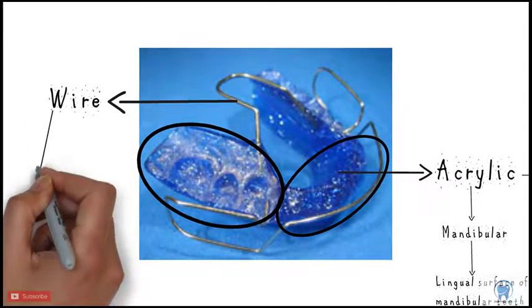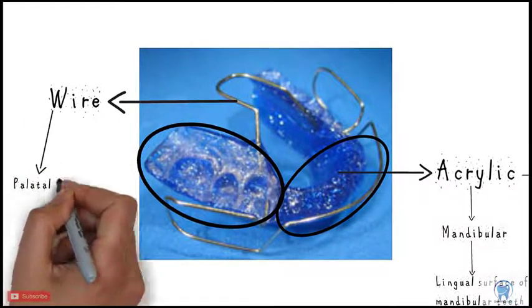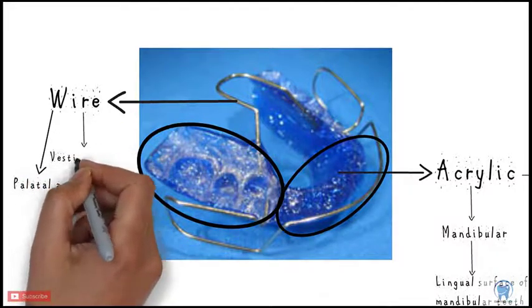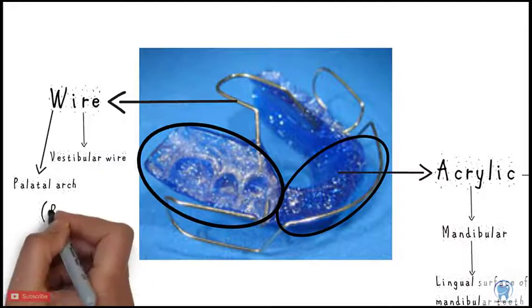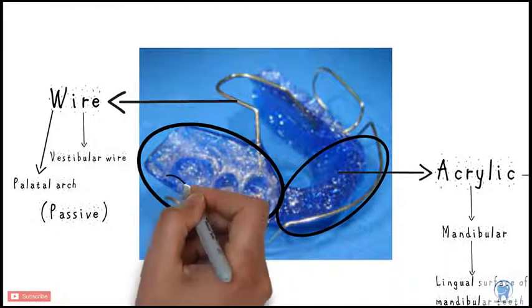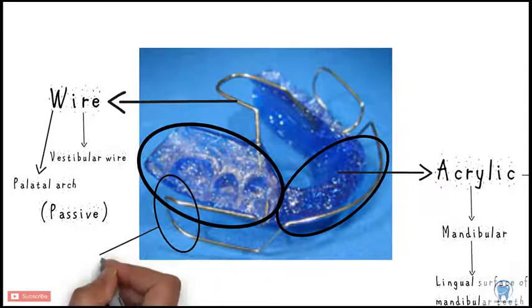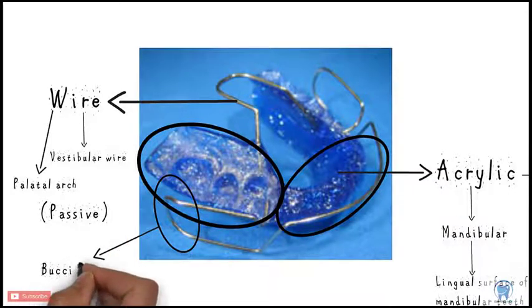The next component is the wire component. The wire component has two parts, which are the parietal arch and the vestibular wire. All the wire components are passive in nature. Here the bend which we can see is known as the buccinator's bend.